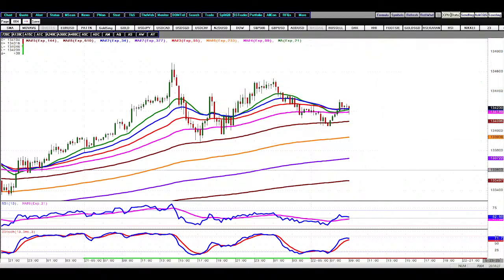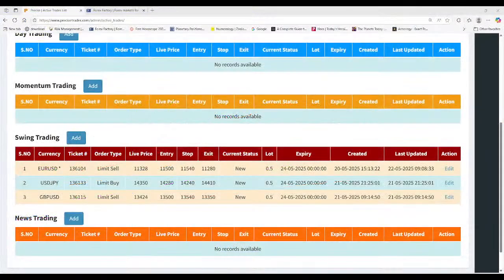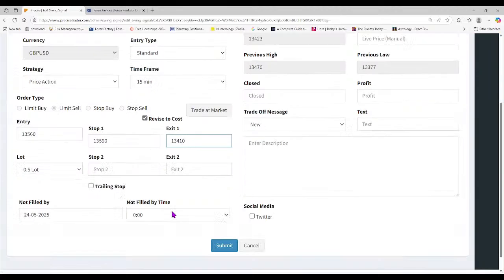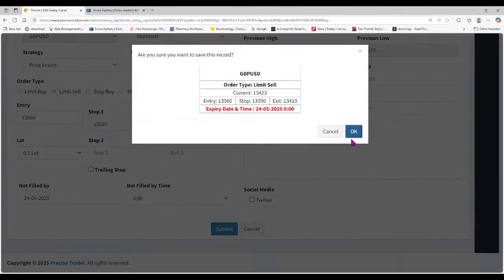Okay, let's see, we have a sell order at 35. That one I want to raise to 35.60 and 35.90, and the TP we'll put as 34.10 as of now. Okay, we just put it as it is.